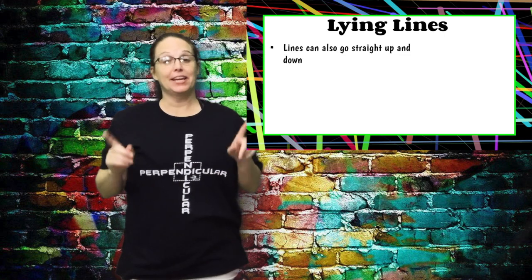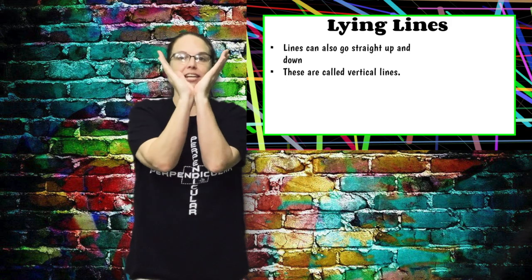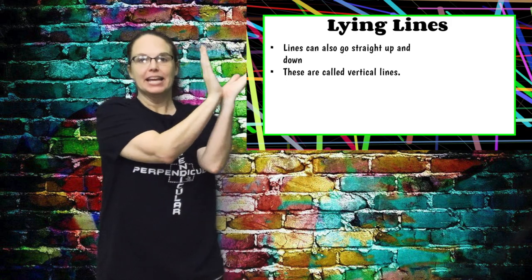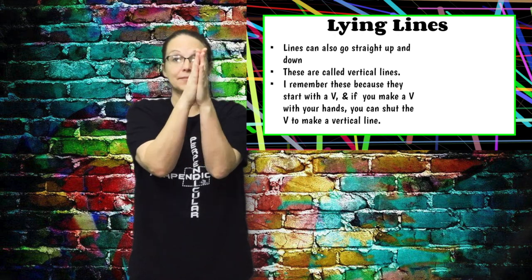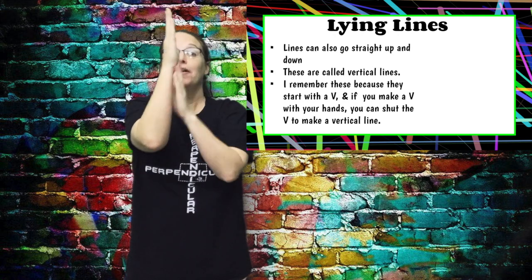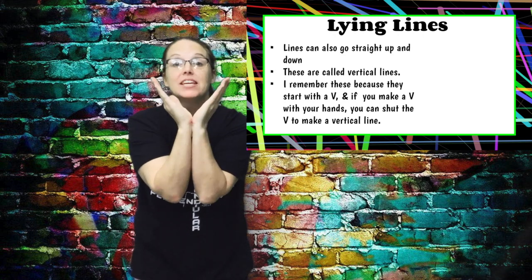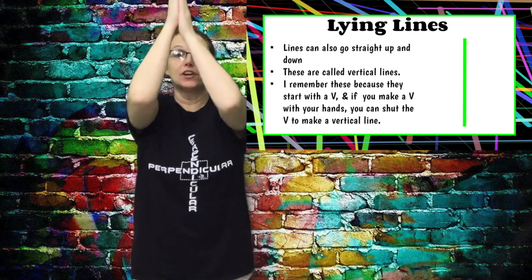I can remember these because they start with a V. Okay, so make a V with me, all right, and I have my V just like this, and if I shut my hands, I have a line that goes up and down. So I remember vertical because V starts with a V, shut it, and it goes up and down. Because a line that is vertical goes up and down.